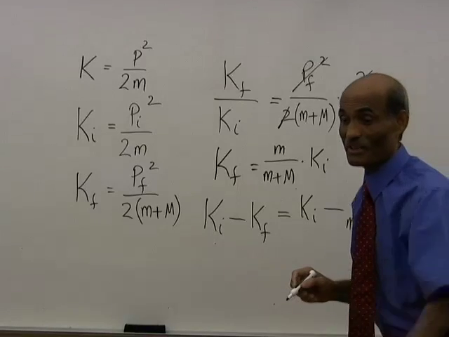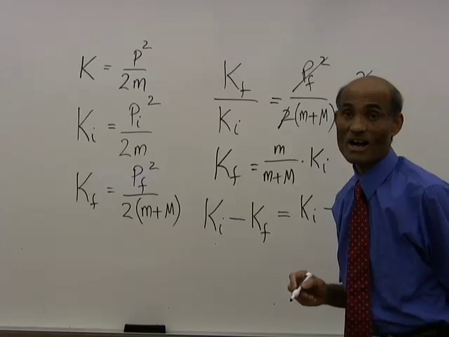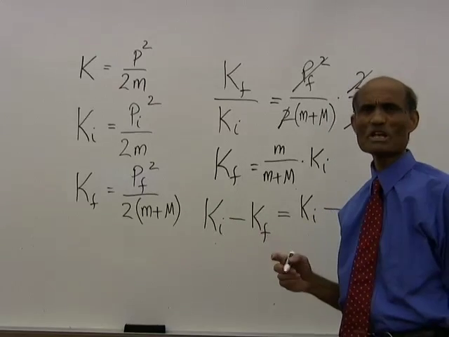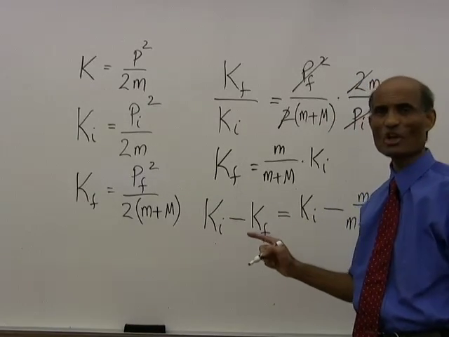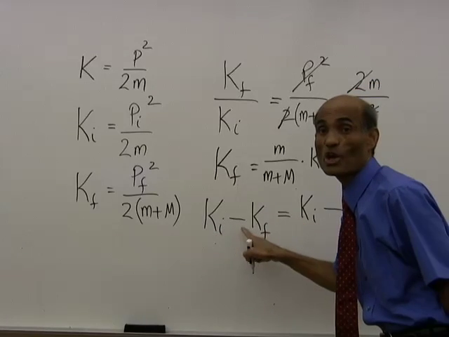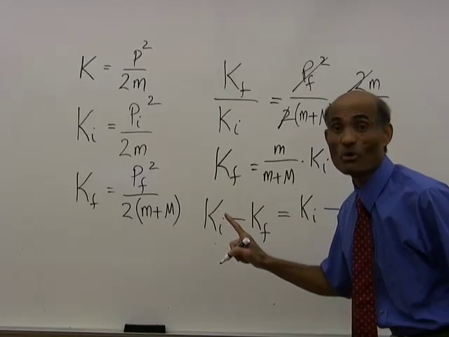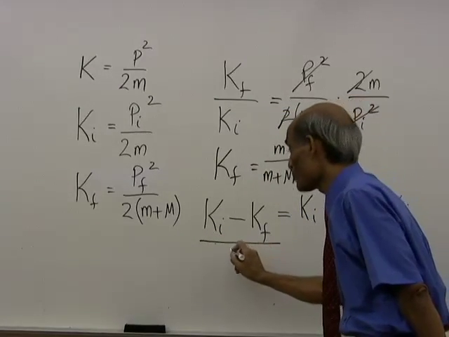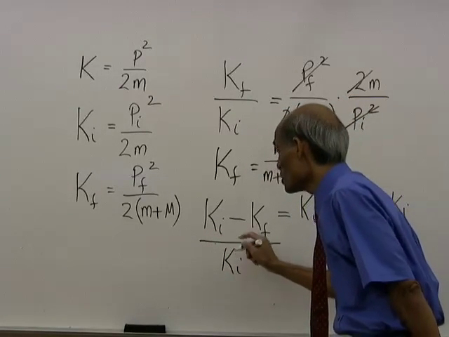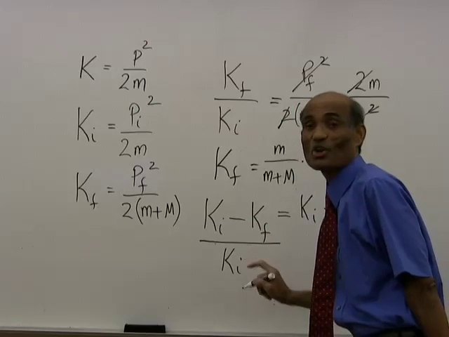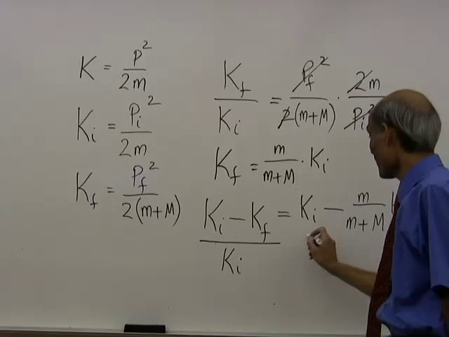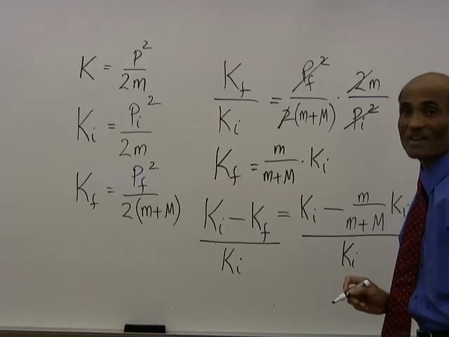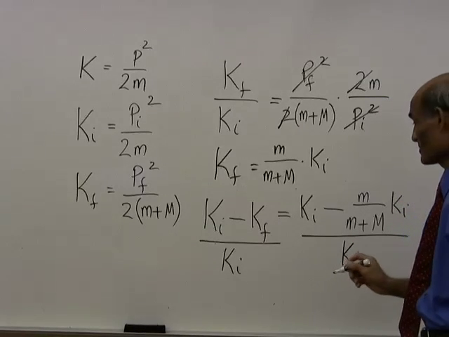Now, in the third question, I have asked you for the fractional kinetic energy lost. What's the meaning of fractional kinetic energy lost? It is the energy lost divided by the original energy. So if you divide the energy lost by the original energy, this is the fractional energy lost. So divide the right hand side by Ki. Can you simplify that and tell me what that is equal to?